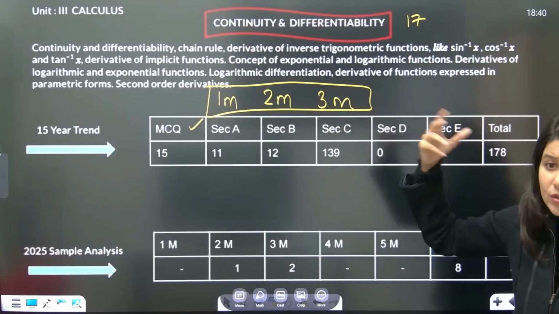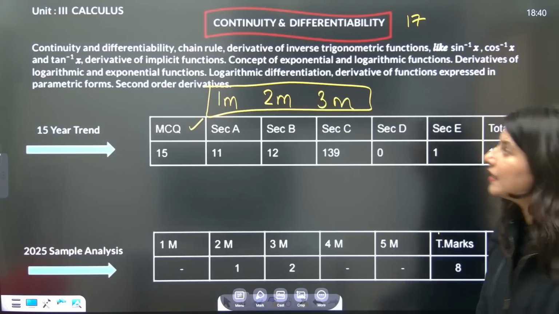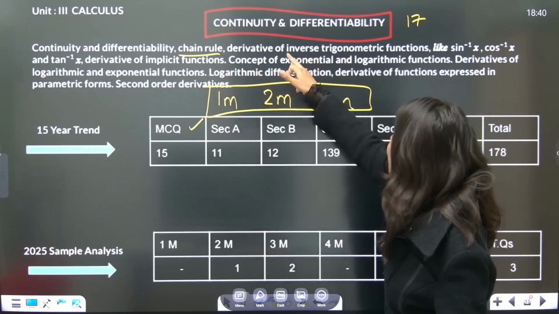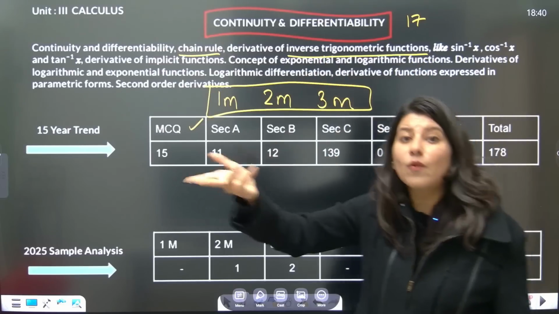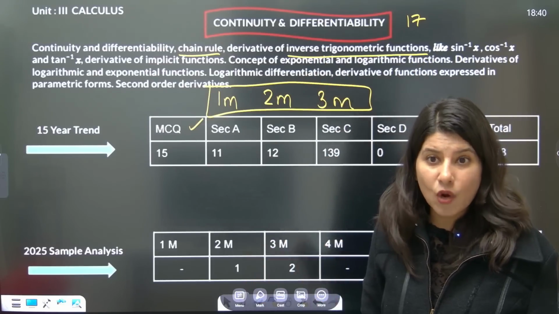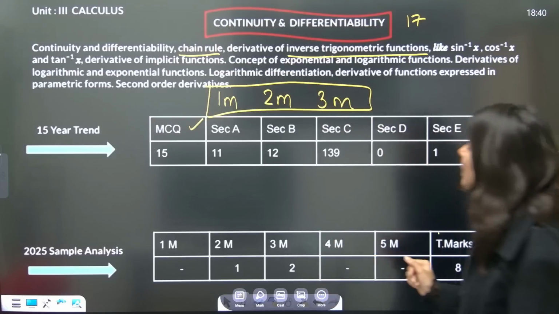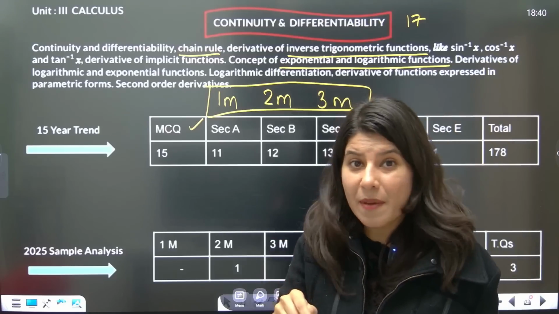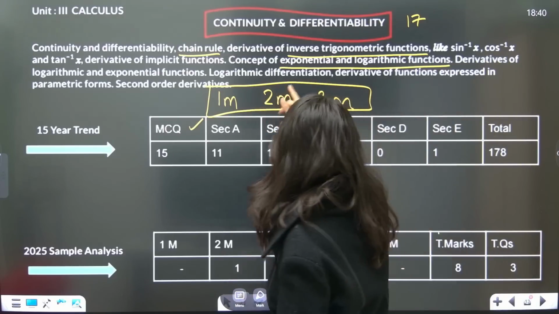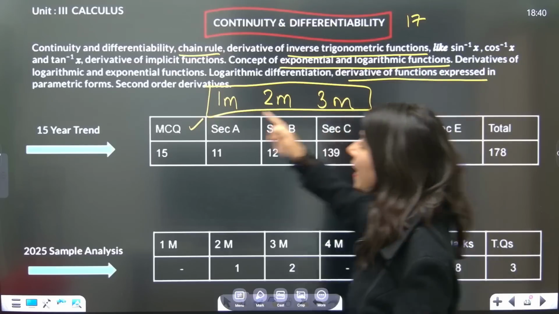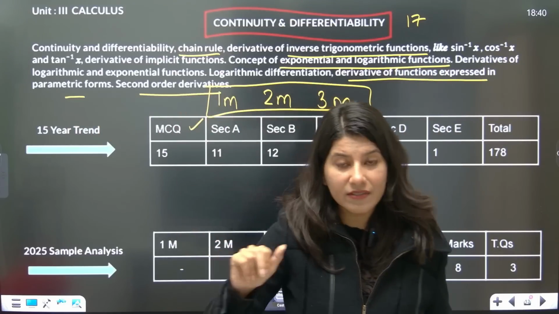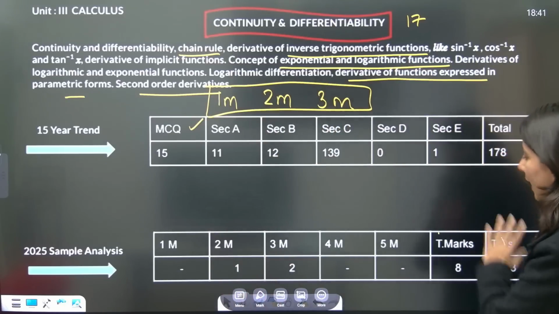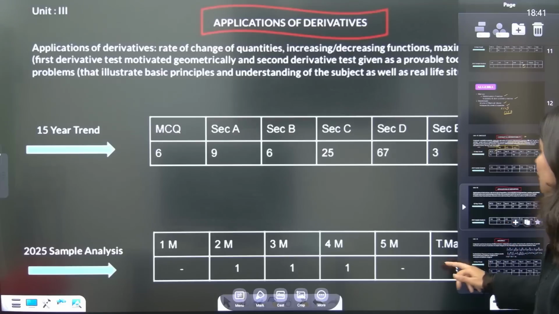Okay, but ma'am, what to study? So clearly what you need to study from continuity and differentiability is chain rule. Okay, derivative of inverse trigonometric functions: what is the derivative of sine inverse? What is the derivative of cos inverse? That all you have to understand. Okay, concept of exponential and logarithmic functions, logarithmic differentiation, remember these concepts, derivative of functions expressed in parametric form, second order derivatives, so many things, like all kinds of implicit differentiation. So again, 1, 2 and 3-marker you can expect from continuity and differentiability.